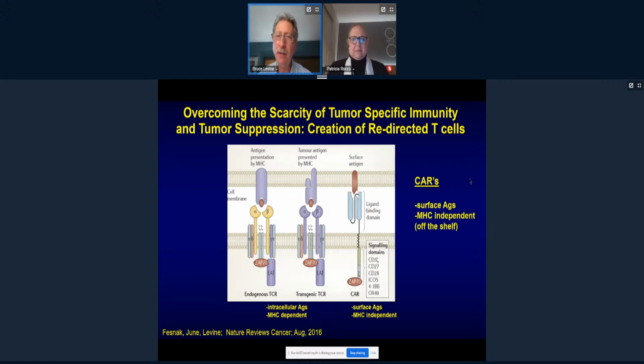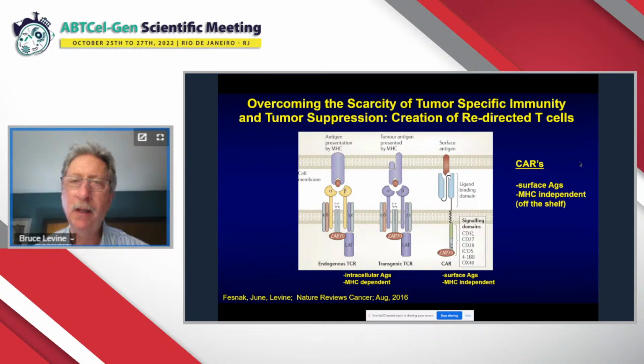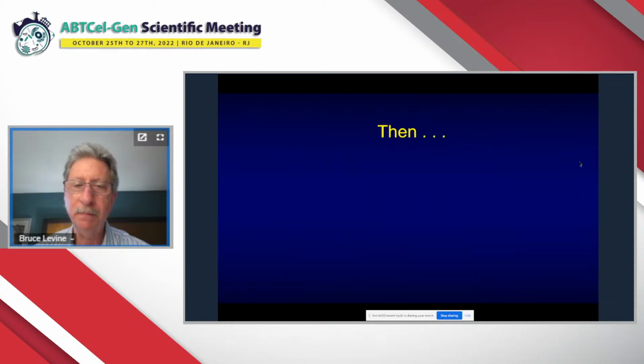The chimeric antigen receptor is a hybrid antibody, binding antibody domains on the outside that recognize surface antigen and T cell signaling domains on the inside. This is MHC independent, such that the construct is off the shelf. Now, only about 1/3 of cancer antigens are presented on the surface, so T cell receptors still have some advantages.